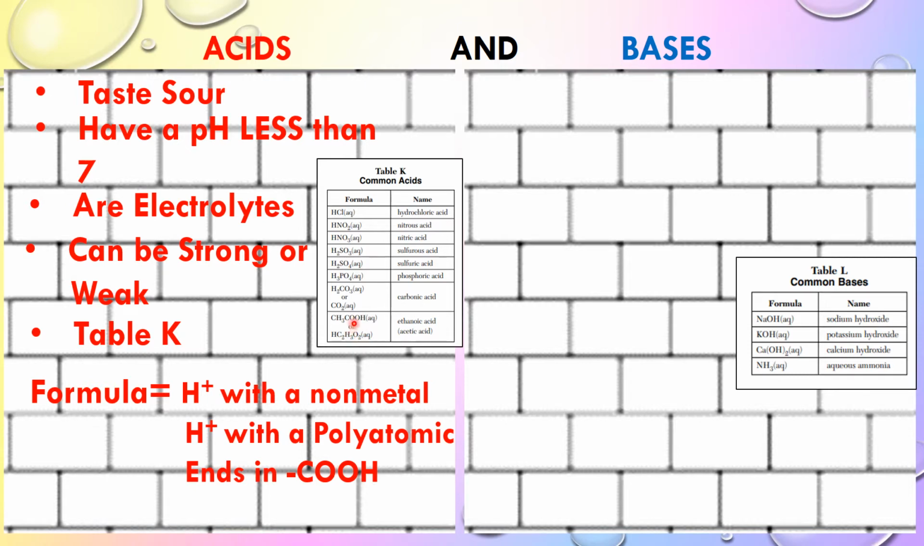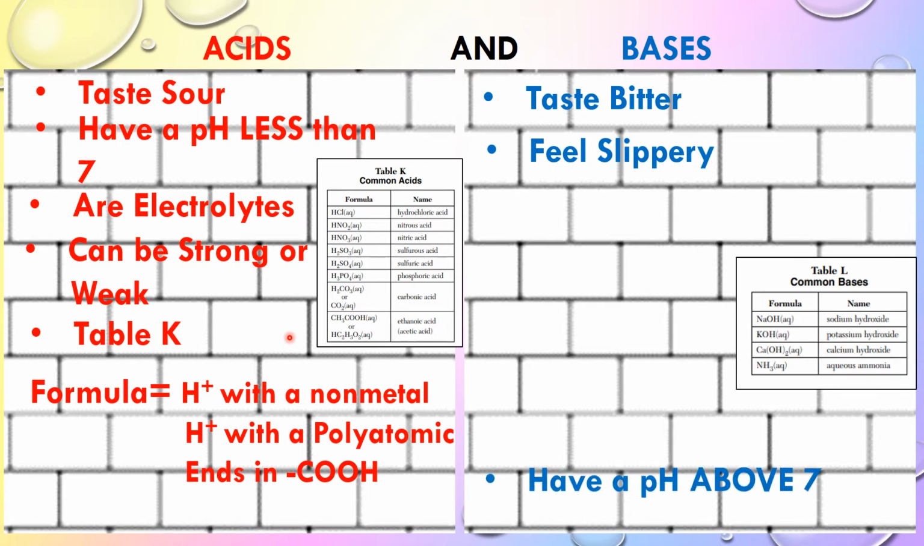Down here at the bottom of table K, you see it ends in COOH. That's going to be the formula for an organic acid. All right, talking about bases, they taste bitter. So if you've ever tasted something that's basic, it'll have kind of a bitter taste. It'll feel slippery, so kind of like soap.